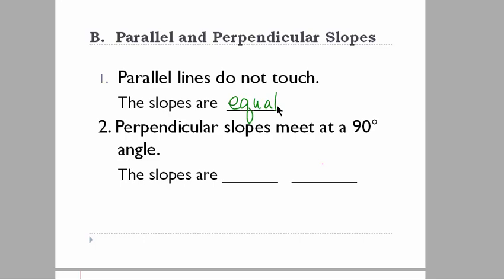Perpendicular slopes meet at a 90-degree angle. You don't have to get out your protractors or anything like that. We just look for two things. They have to be opposite and, this is a must, reciprocal. Opposite and reciprocal. They have to be both of those things.